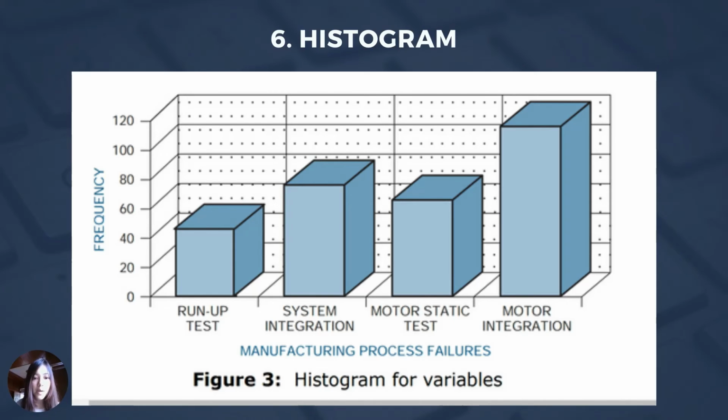So here is also an example of a histogram. This is the manifesting process failures. Right here are the groups. There are four groups: run-up test, system integration, motor static test, and motor integration. So here are also the frequencies. For example, for the run-up test, the frequency is around 40. And system integration, the frequency is around maybe 70 or more. And the motor static test, the frequency is also around 70 or more. And the highest frequency is in the group of motor integration, which is around 120. Okay, so this is the histogram example.